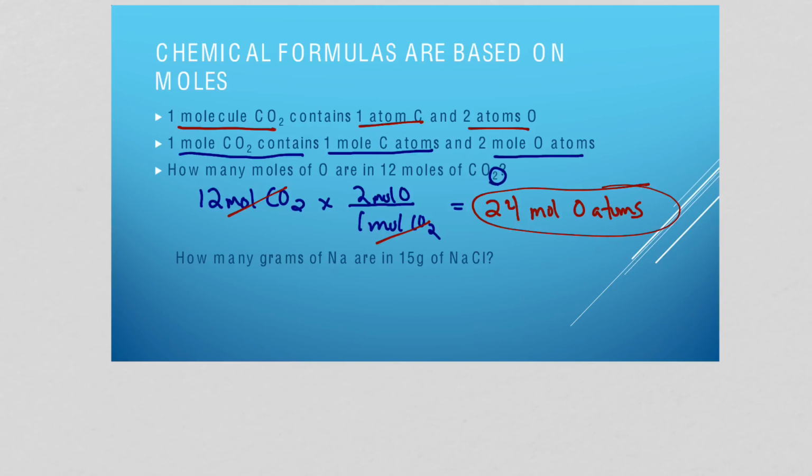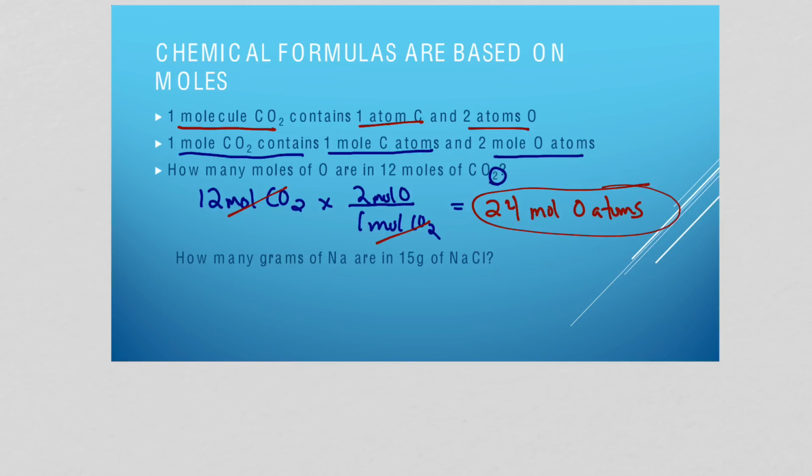So, big idea here. The subscripts tell us how many moles of the individual atoms are in a mole of compound, and so we could use that to figure out how many moles of a particular element are in any number of moles of that compound.